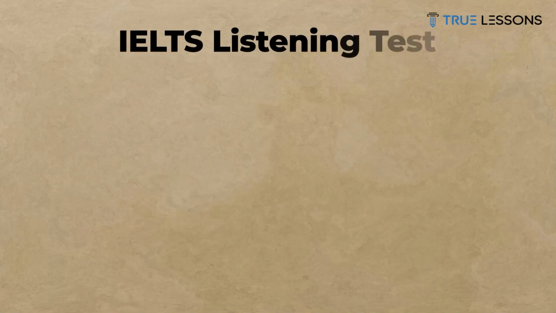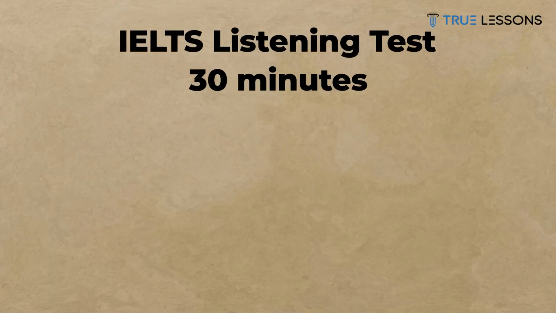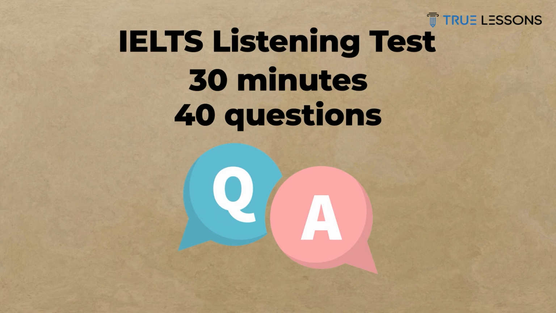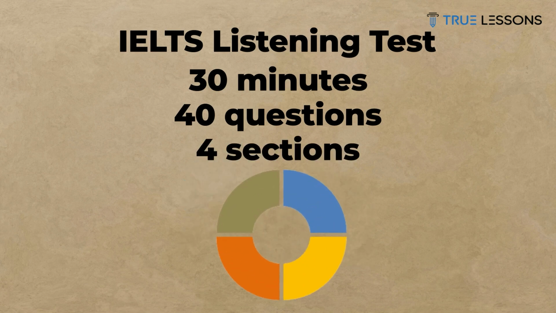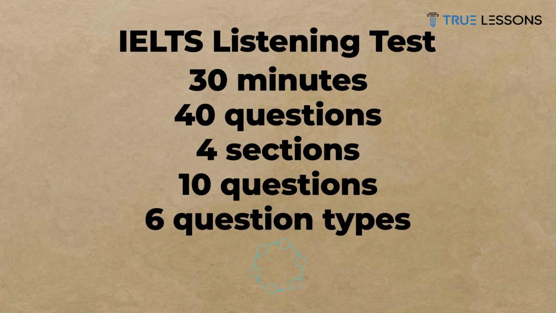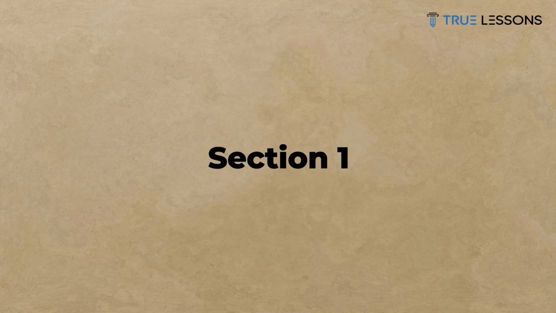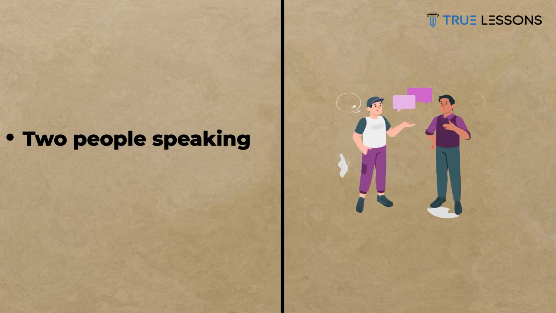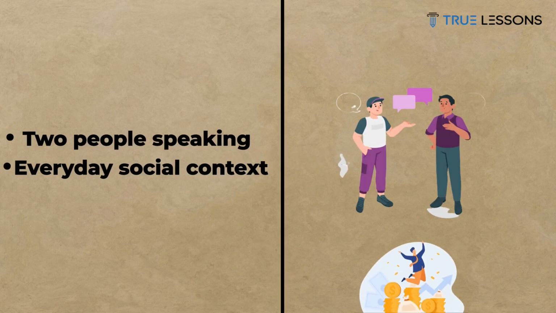For the IELTS listening test, you get 30 minutes to complete 40 questions. There are 4 sections and each section has 10 questions. And there are 6 different question types. In the first section, you will hear 2 people speaking in an everyday social context.